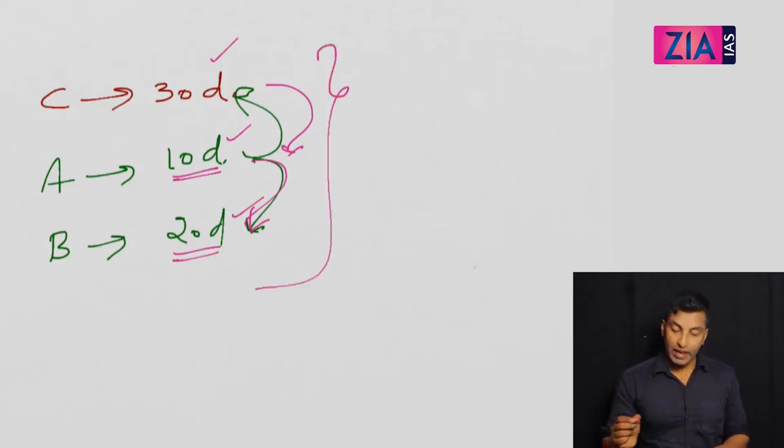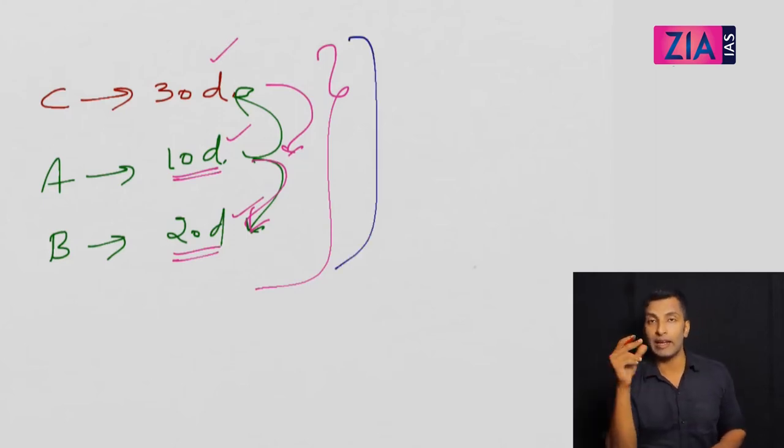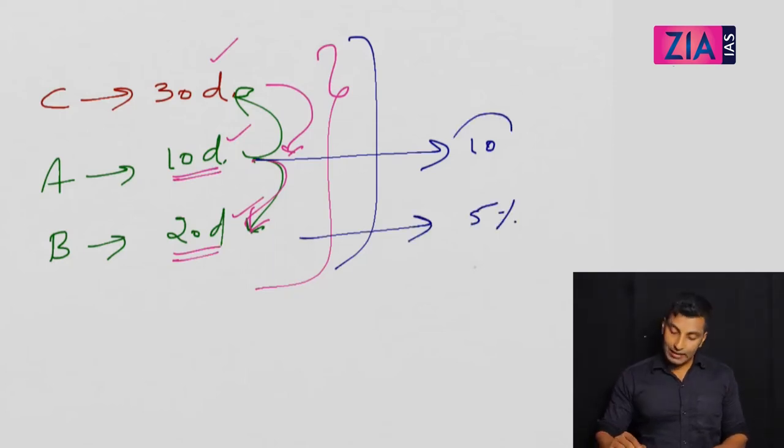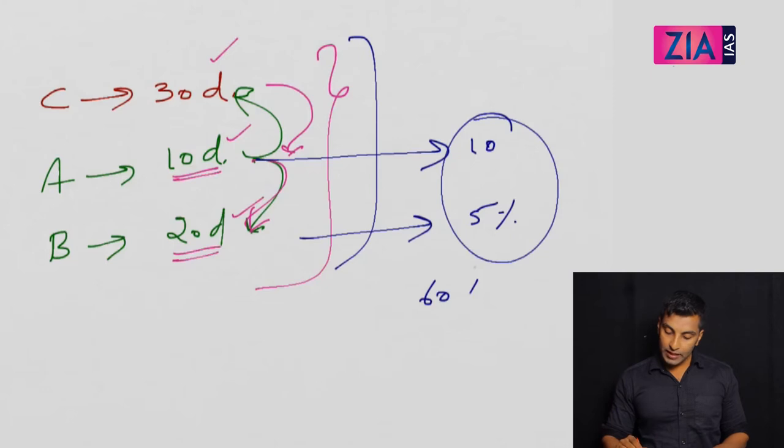See, they can ask you in how many days all the three will finish the work, or they can give you questions like A, B started working together. So A, B started working together means A will complete 10%, B will complete 5%. And let's say for 4 days they work together, so 60% is over.